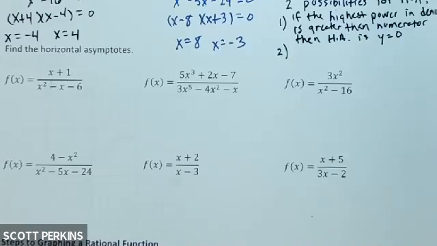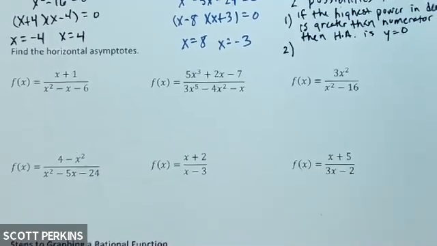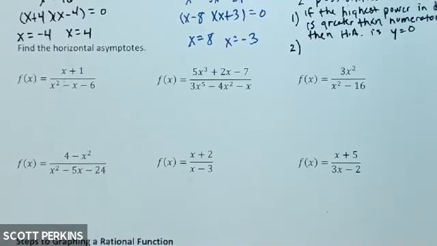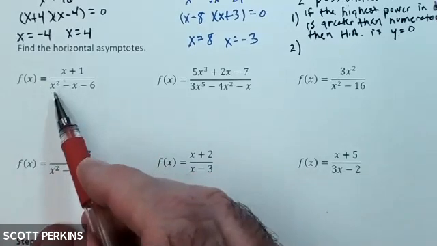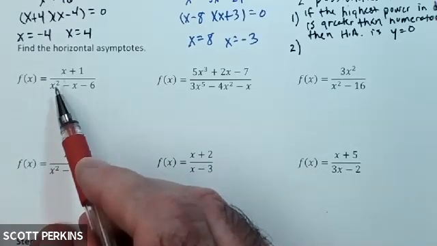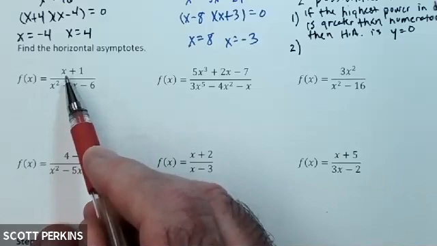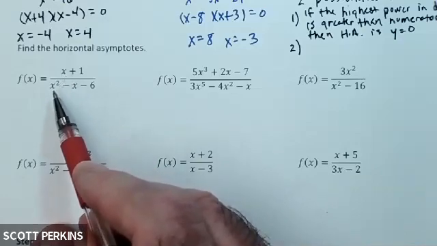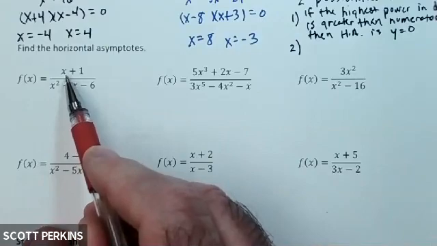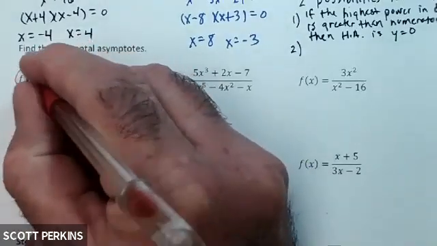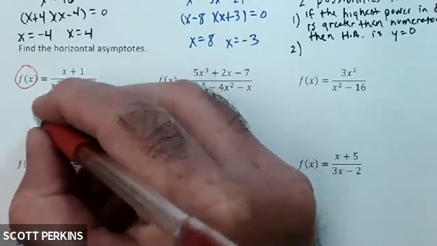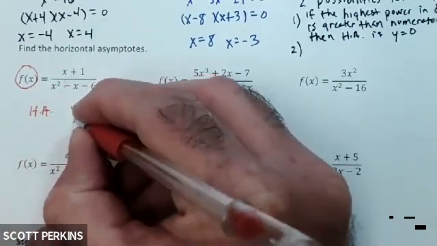Which 2 functions of these 6 right here did you identify as the ones that have the highest power in the denominator bigger than the highest power in the numerator? Yeah, the first 2. Okay, so just in case you don't know what I'm referring to, I apologize if that wasn't super clear. Notice in this first problem, what's the highest power in the denominator? X squared. What's the highest power in the numerator? X to the first power. So that's what I mean. The highest power in the denominator is bigger than the highest power in the numerator. So this first one, I'm just going to circle the function part. That meets this criteria. And the horizontal asymptote of this is y equals 0.